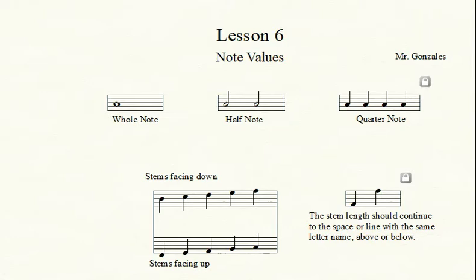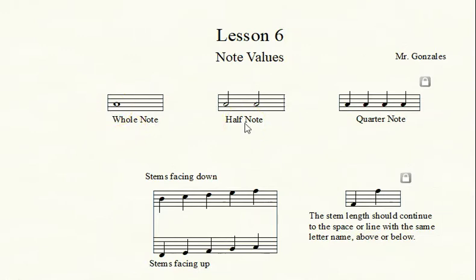The main objective of this lesson is to understand the different note values as well as stem directions. While the placement of notes on the staff indicates the pitch, the duration of the note, or how long the note is held, is determined by the note value. A whole note is drawn as an open oval, like this.